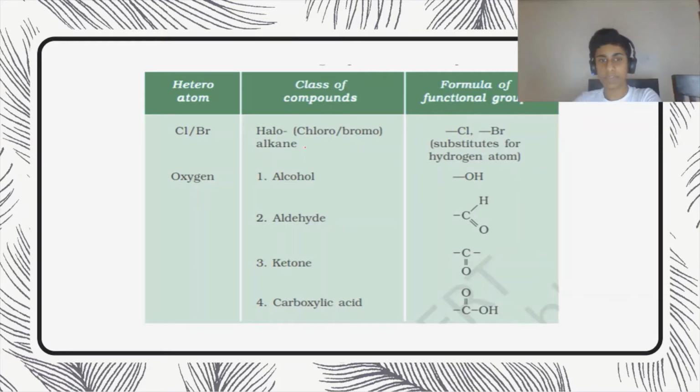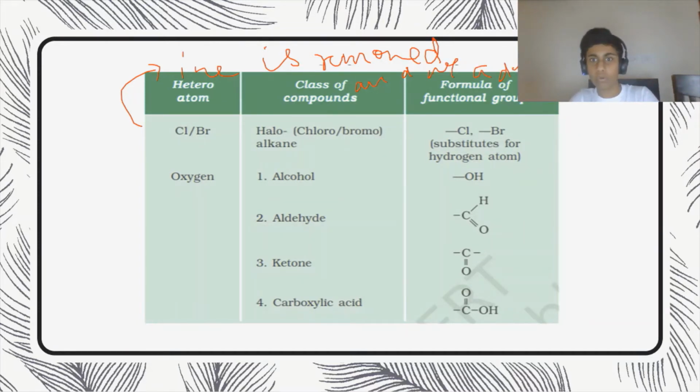Like, let's say we have an alkane with 4 carbons, we have butane. So, chlorobutane. Now, the thing is, for halogens, let's say the halogen is chlorine, then the ine is removed, and we add o.